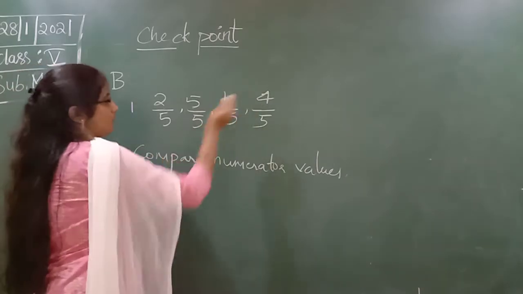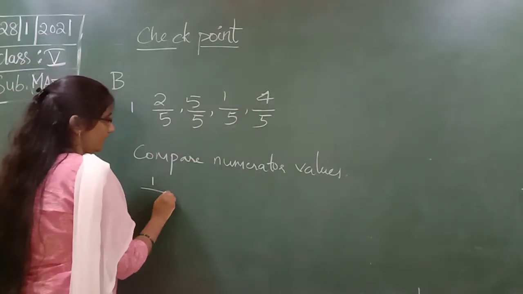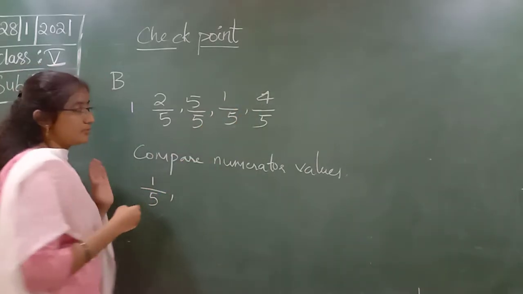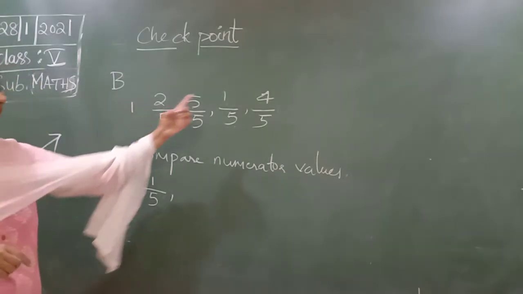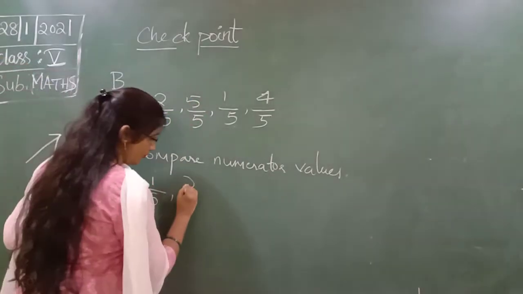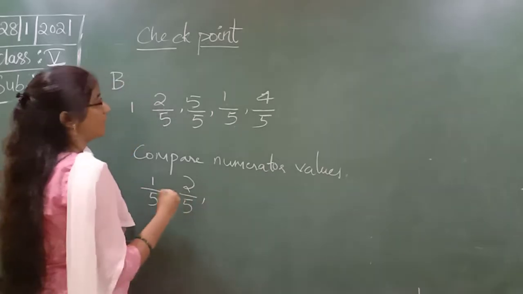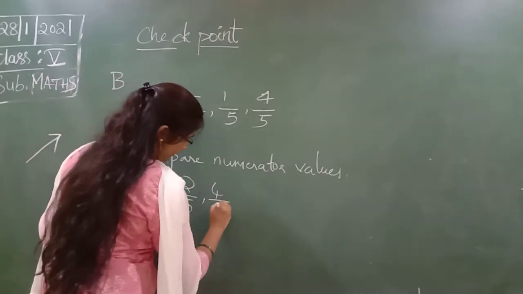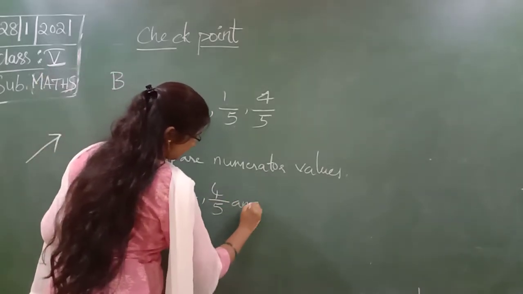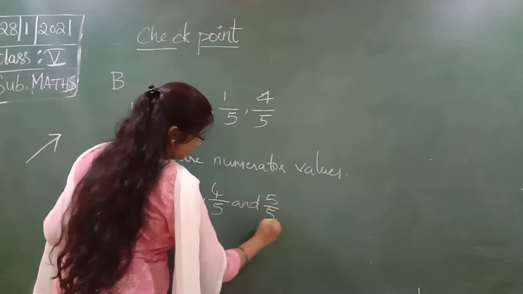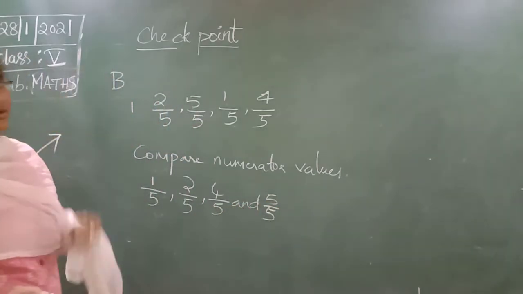The numerators are 2, 5, 1, 4. Then 1 by 5 is the smallest among all. Then 2 by 5, then 4 by 5, and last is 5 by 5. This is the ascending order of these fractions.